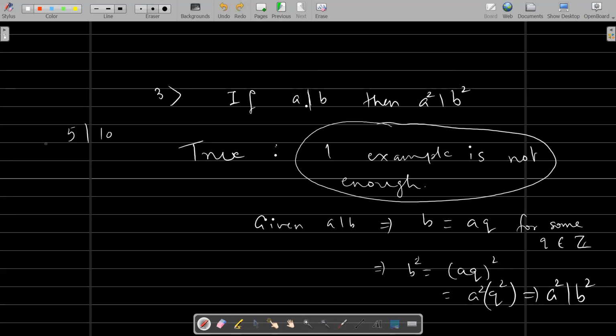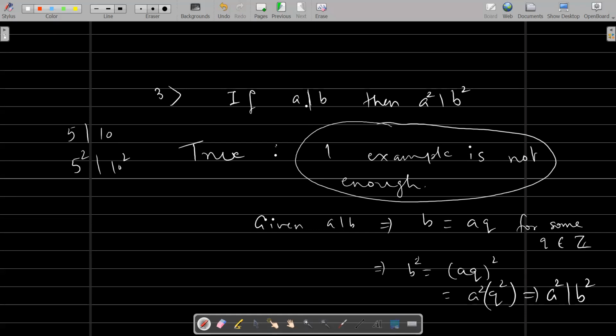So with your example, if 5 divides 10, will 5 square divide 10 square? They won't be equal, sir. That is fine. The quotient may not be the same, the quotient will obviously be different. But will 5 square divide 10 square? Yes, sir. So if you can produce some example where A divides B, but A square does not divide B square, then the statement will be false. Is that okay?